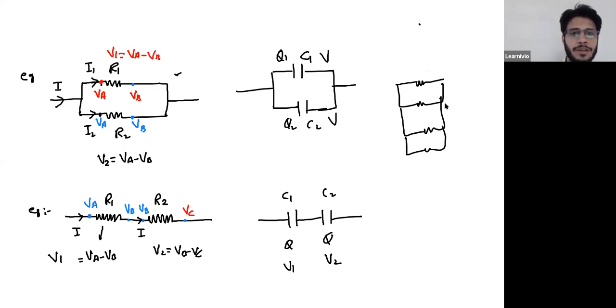Afroza, you have missed some basics of circuits. I'm starting series and parallel combinations of resistors and capacitors.